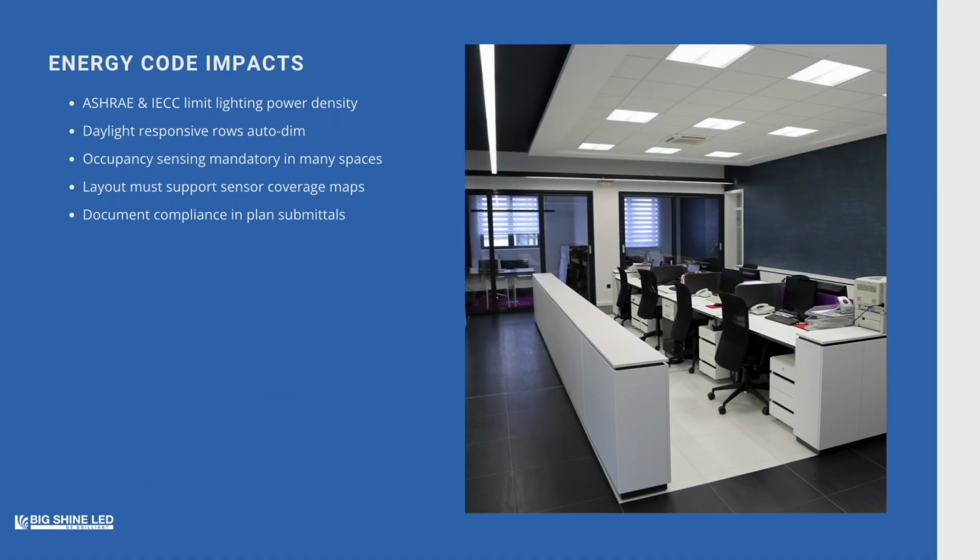Now lastly, let's touch on code compliance. ASHRAE and IECC codes influence how we design layouts, especially near windows where daylight harvesting is required. Fixtures in daylight zones may need to be on separate controls or sensors. Occupancy sensors also impact layout. You must ensure their coverage matches how lighting is zoned, especially in large, open spaces. It's not just about wiring, it's about where you place fixtures to meet code requirements efficiently.